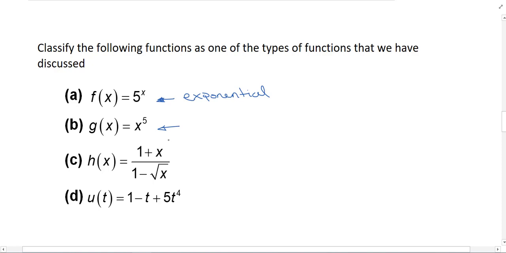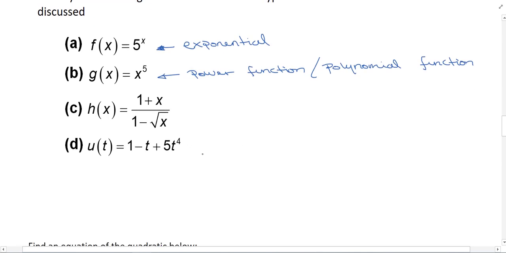What about this one? This one you can classify in two ways. You can say this is a power function, but because the exponent is also a positive integer, you can say this is a polynomial function. So it will be a one-term polynomial function. D is definitely a polynomial function. And what's the degree of it? Degree 4. And notice this one is not in descending order. The highest degree is at the end, but we can still determine the degree.